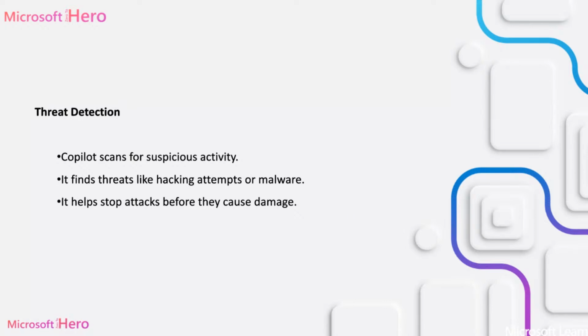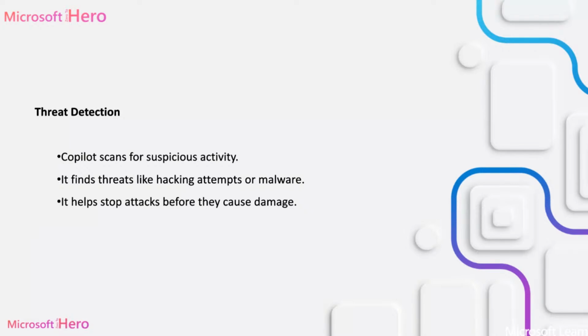Now, let's talk about the first key feature of Microsoft Copilot: threat detection. So, what does Copilot do? It constantly scans your system for suspicious activity. This means it's looking for things that seem unusual or dangerous, like hacking attempts or malware trying to get into your system. Once Copilot finds a potential threat, it quickly alerts you so that you can take action. The goal is to stop attacks before they can cause any real damage.